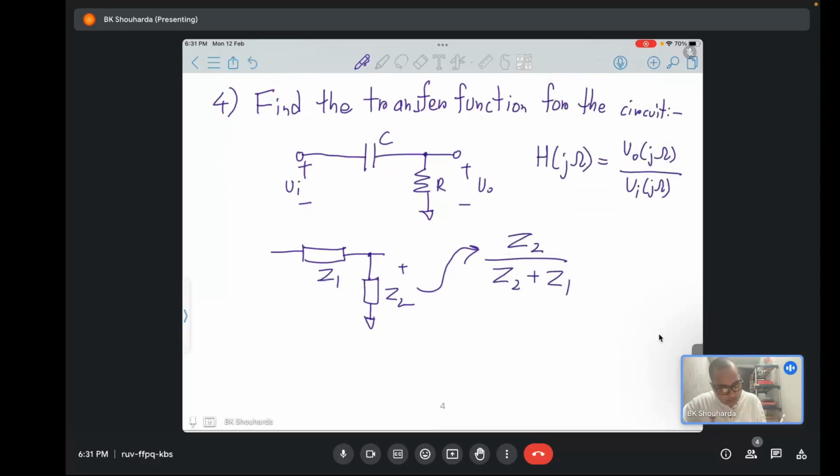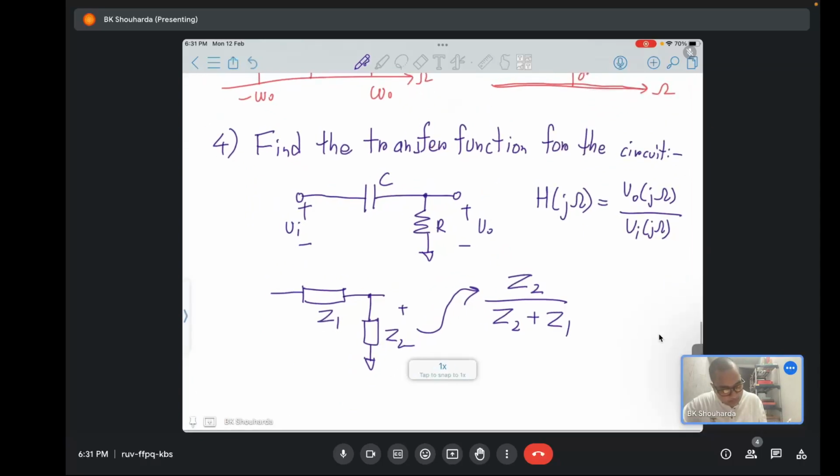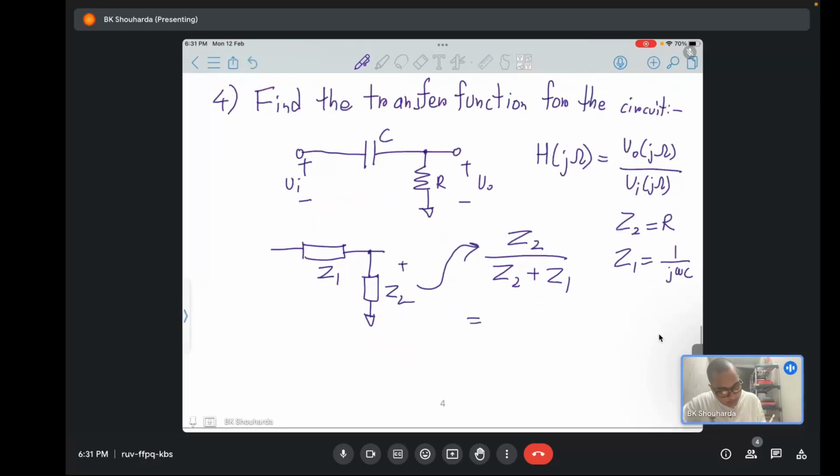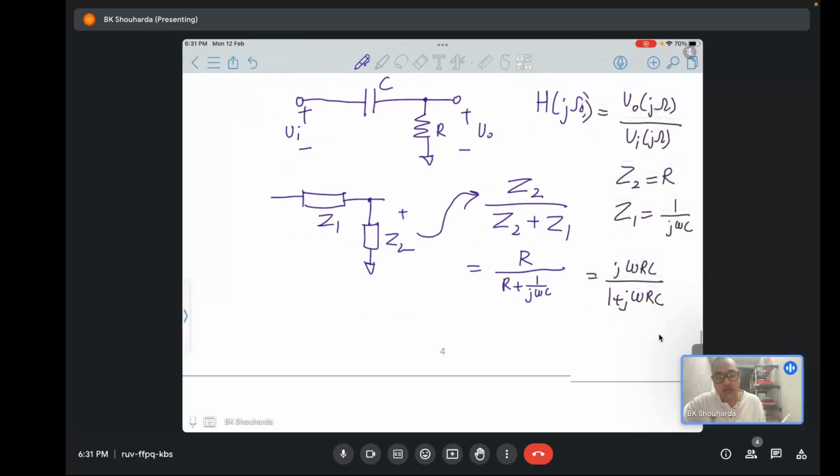So what is Z2 over here? Z2 over here is the resistance R. Z1 is our impedance, 1 upon j omega C. So when I say Z2, that's R by R plus 1 upon j omega C. Multiply numerator and denominator by j omega C, we get j omega RC by 1 plus j omega RC. So our answer stops over here, but I will not stop the discussion here. I'll move it further and explain how it looks.